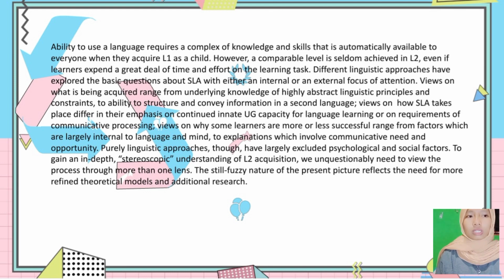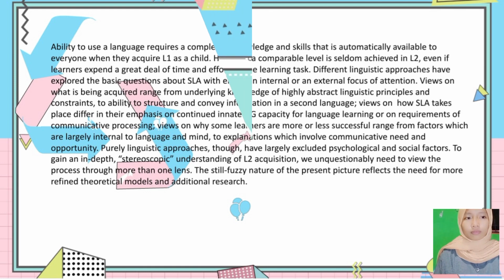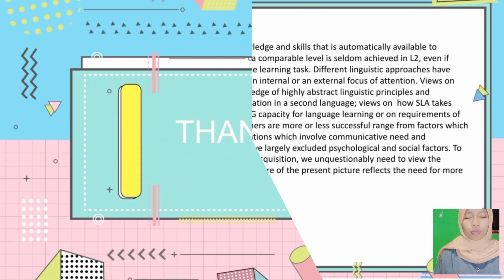Views on how SLA takes place differ in their emphasis on UG, the capacity of language learning, or on communication processes. Views on why learners are more or less successful range from factors which are largely internal to language and mind to explanations which emphasize communication need and opportunity.